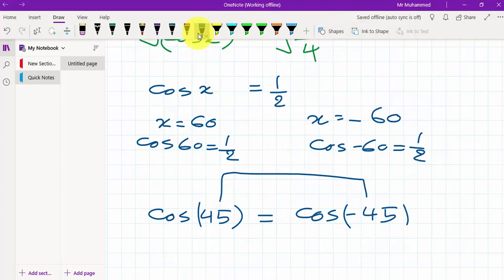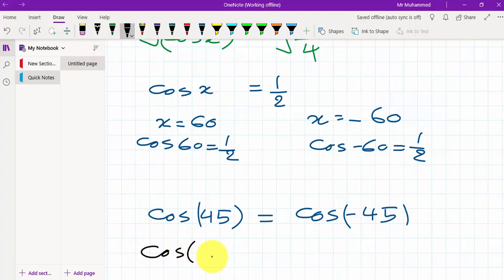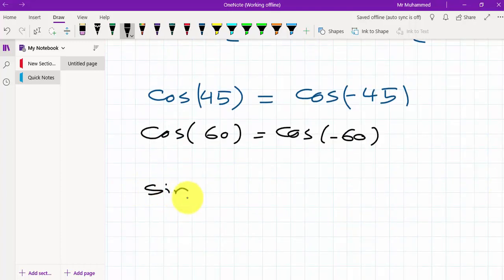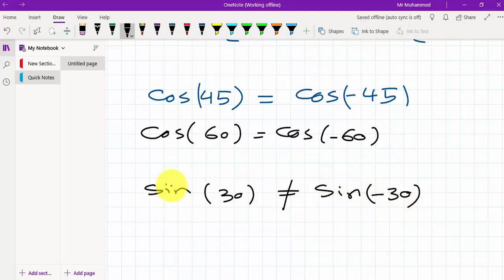But this property is not true for sine. So remember, for cosine, cosine of 60 is the same as cosine of negative 60. But for sine, it's different. Sine of 30 is not equal to sine of negative 30. One result is positive, the other is negative. If one result is negative, the other will be positive. It means they are never equal. But for cosine they are always equal, because cosine doesn't care about the sign of the angle. But sine does care about the sign of the angle. If it's negative, it's one result. If it's positive, it's another result.